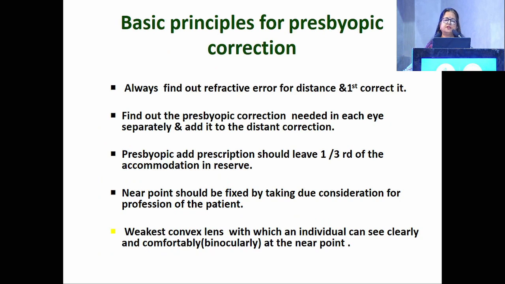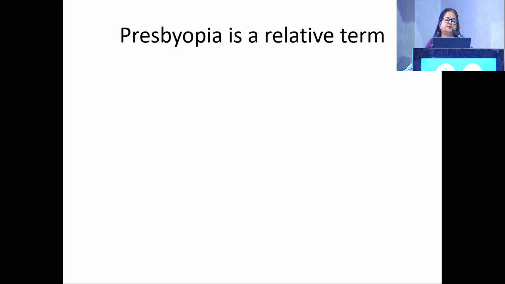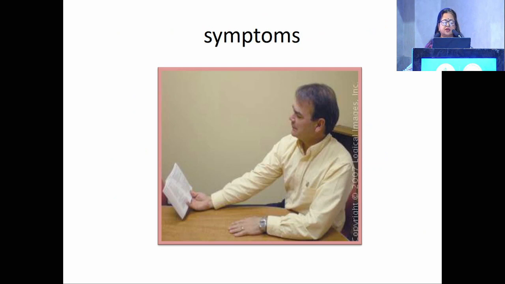So what are the basic principles of presbyopic correction? Always find out the refractive error for the distance and then correct it. Find out the presbyopic correction needed in each eye separately and add it to the distant correction. The presbyopic add prescription should leave 1/3 of the accommodation in reserve to have a comfortable near vision, and the near point should be fixed by taking due consideration of the profession of the patient, and the weakest convex lens with which the individual can see clearly and comfortably at the near point should be given. So presbyopia is a relative term, as I always told before.